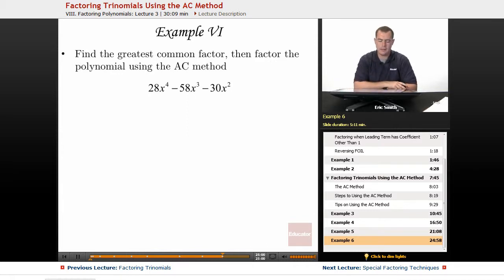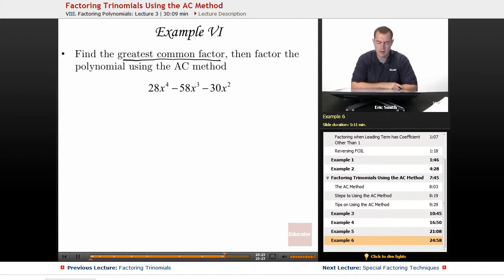All right, let's do one last example. I definitely wanted to do one where they had a greatest common factor that you could pull out. So notice how initially these numbers are quite large. You got 28, 58, and a negative 30. Furthermore, they all have an x squared in common. So before we even start some of the AC method, let's go ahead and pull out that common term first.